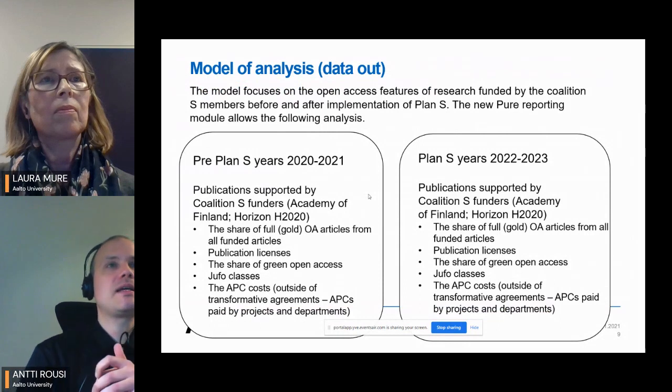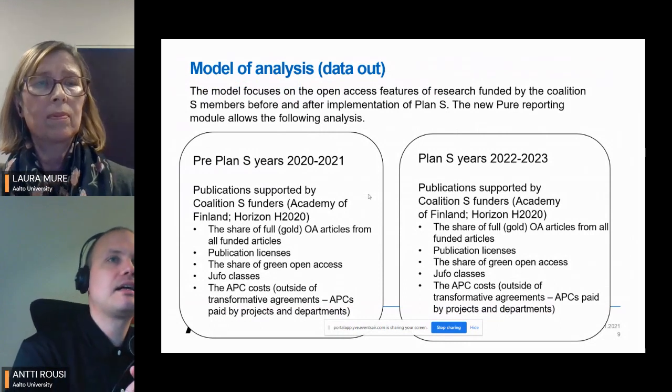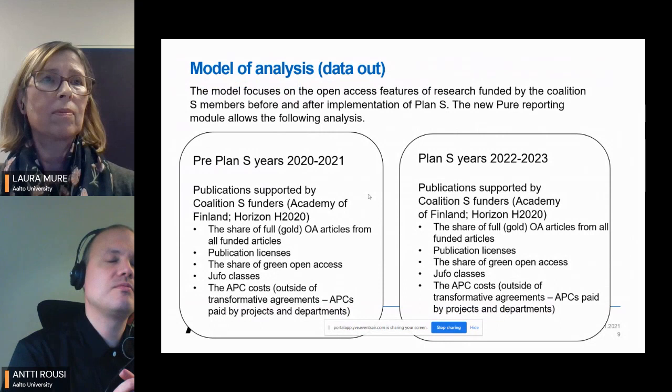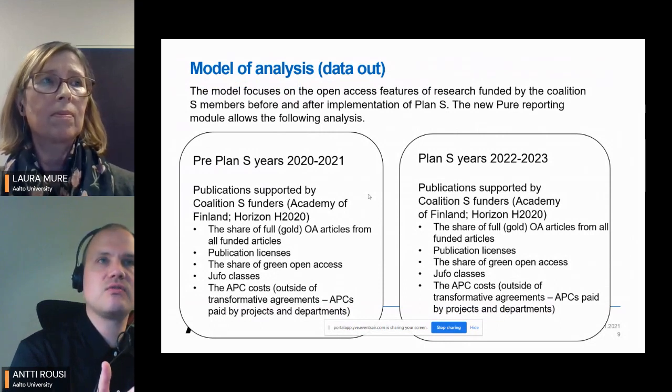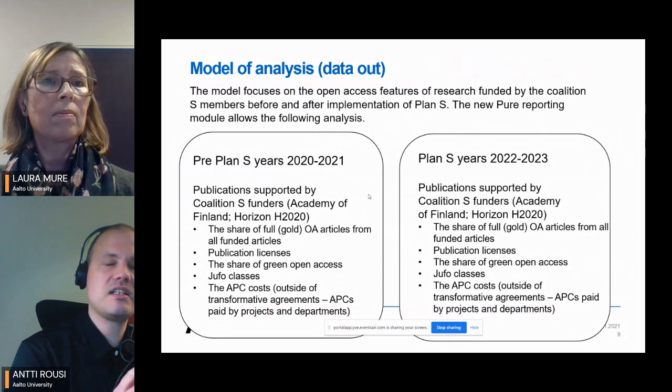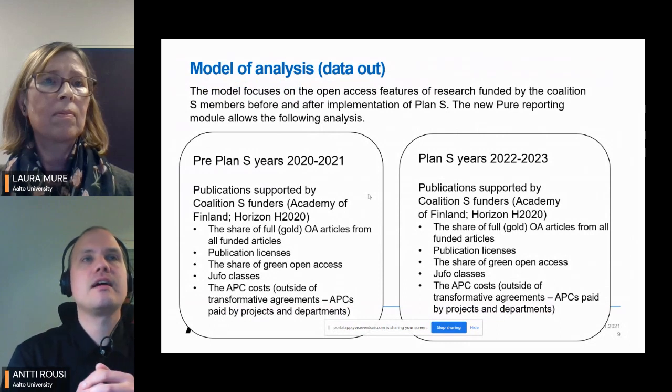So basically, we can use the new Pure reporting module to see how the share of full gold open access journal articles changes within the qualified and as-funded articles, and then we can see how the publication licenses change. I think that's something very particular to Plan S.